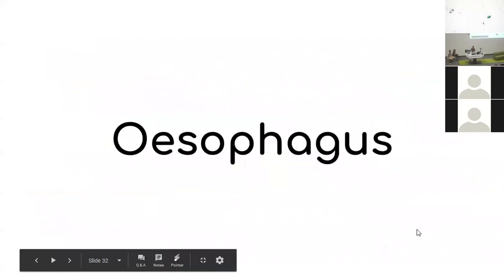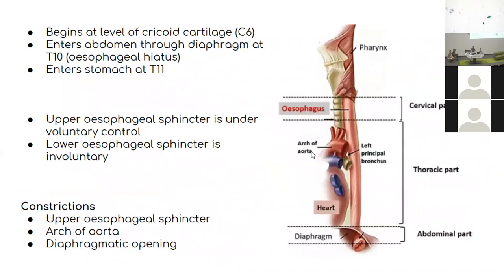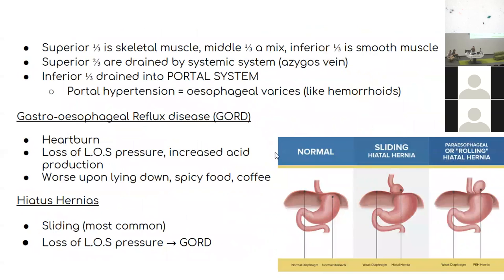Moving on. So the esophagus, we know that there are three constrictions. There's the upper esophageal sphincter, there's the arch of the aorta, which pushes on the esophagus and creates a constriction, and then the diaphragmatic opening also provides a constriction. The upper sphincter is voluntary and the lower sphincter is involuntary. When we're talking about the drainage of the esophagus, the superior two-thirds will drain into our systemic system through the azygos vein, and the inferior will go through the portal system.